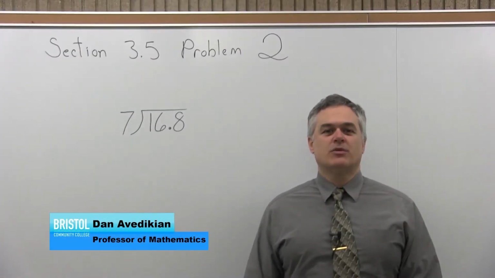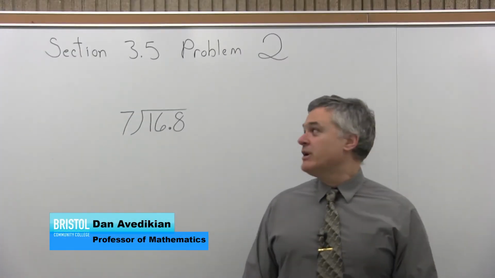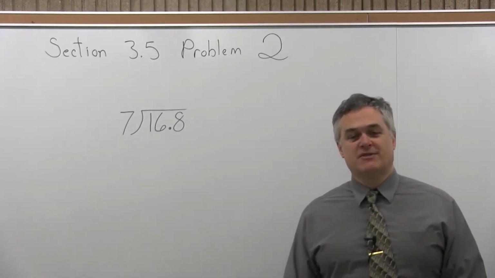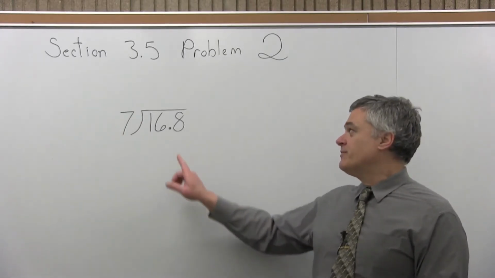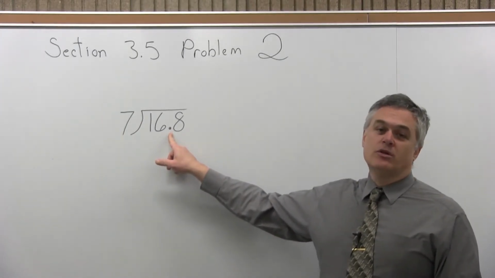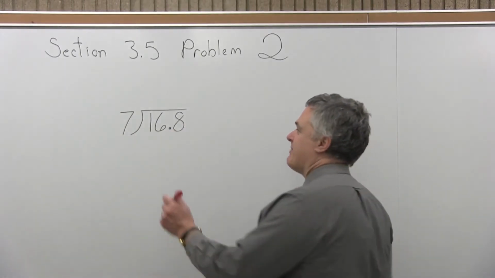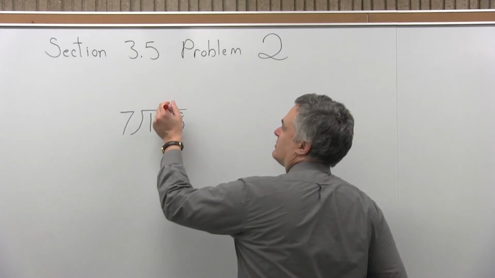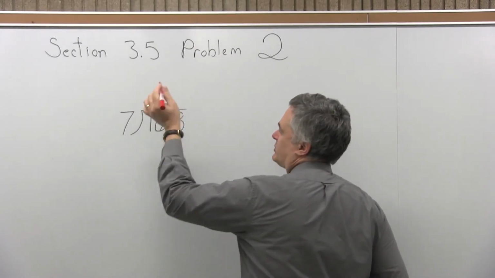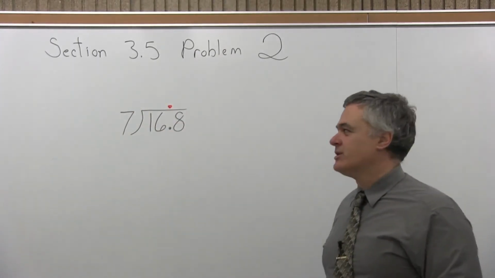This is Section 3.5, Problem 2. We have 16.8 divided by 7. So the decimal makes it look a little bit more difficult than it really is. Just ignore the decimal initially. And what's going to happen is when we get the answer, the decimal is just going to come straight up and show up in the answer there. That's how you're going to deal with it.